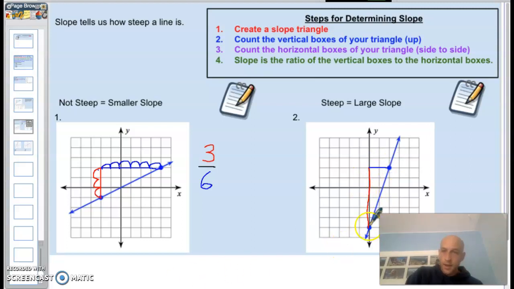All right, let's look and count how much did the vertical side count for. 1, 2, 3, 4, 5, 6. And how much for the horizontal side? 1, 2. So the slope of this line is 6 over 2. I don't want you to have to worry about reducing these. So if you can find 3 over 6, you do not need to reduce. And 6 over 2, again, do not need to reduce for now. I just want you to be able to find the slope from the slope triangle.